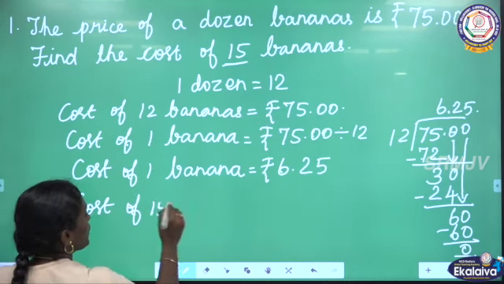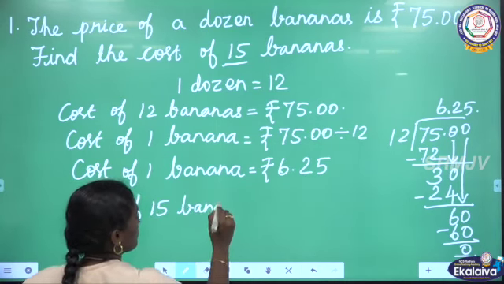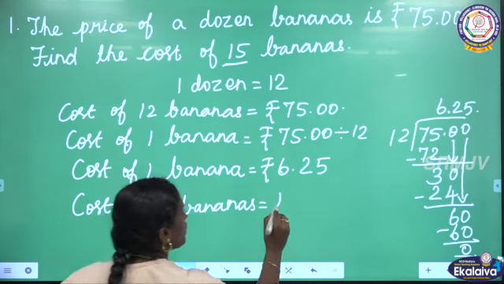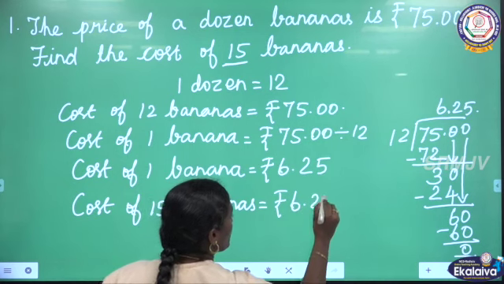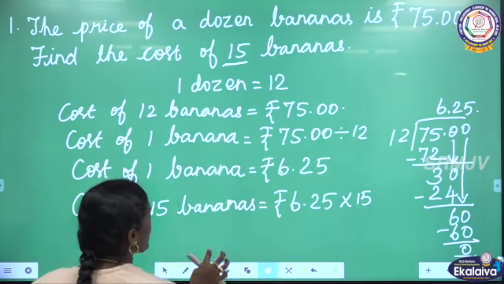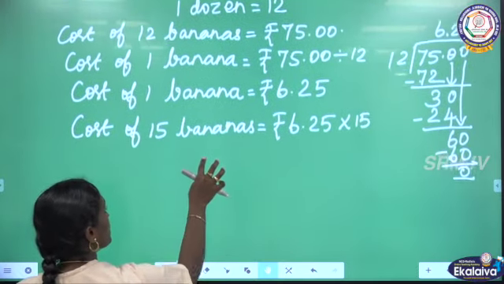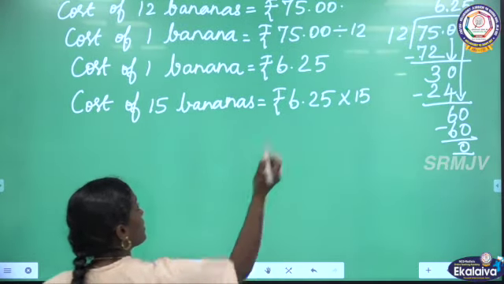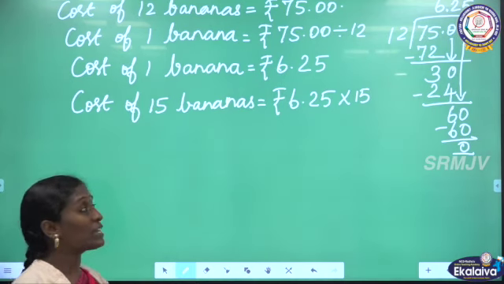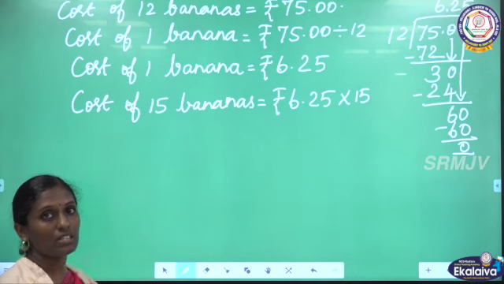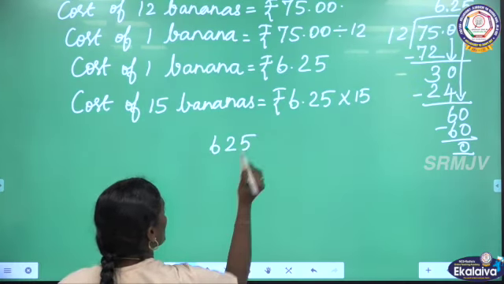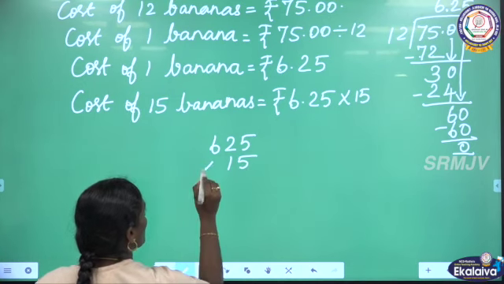Cost of 15 bananas is equal to rupees 6.25 into 15. By using multiplication, we are going to find out the cost of 15 bananas. Here 6.25 is a decimal number. While multiplying a decimal number, we have to consider it as a whole number, isn't it? So I am going to multiply 625 into 15.